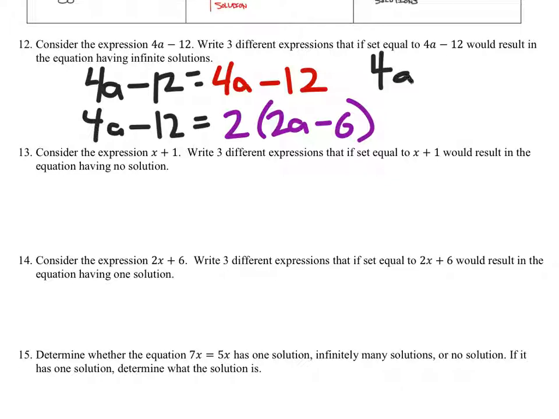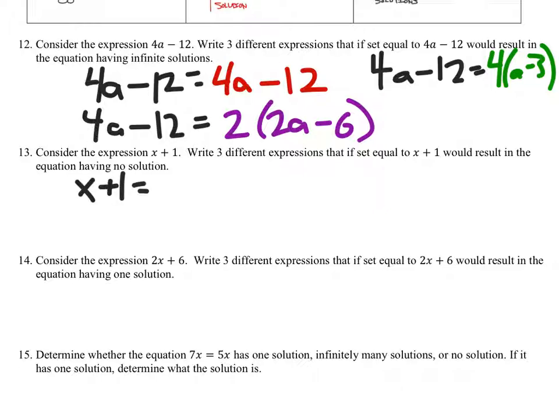Let me write this down. 4a minus 12 equals 4a minus 12. Oh, we already did that one. 8a minus 24. 8a minus 4a minus 6 plus 6. I'm just going to make that a 4 and make it a minus 3. All those work. Of course, there is more. Some of you split up either the minus 12 or the 4a. That's good. Those would all work.